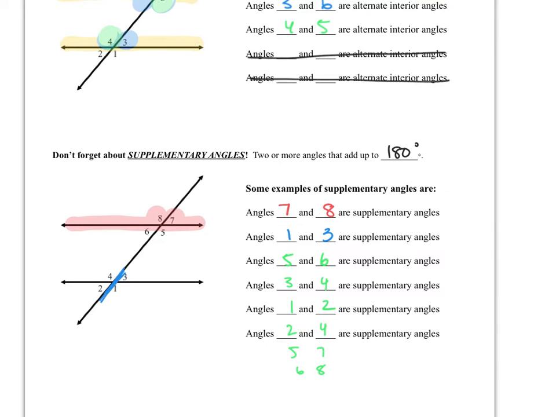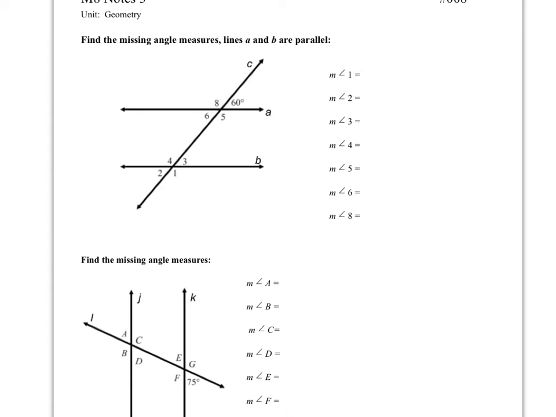And so I've just listed the remaining ones here. 5 and 6 form a straight line, they're supplementary. 3 and 4, 1 and 2, and that could also go in this direction. 2 and 4, 6 and 8, 5 and 7. Any pairs of those would be considered supplementary. So now we're going to use these angle pairs to find missing measures.